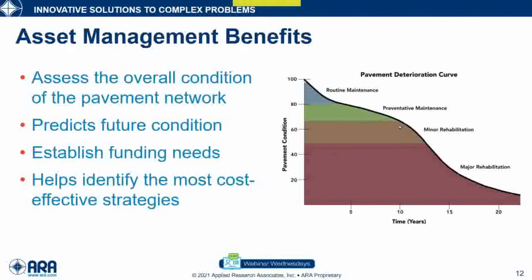alternatives, which may cost 4 to 5 times more than the preventative maintenance here, or up to 10, 12, maybe 15 times once we get to the major rehab or reconstruction point here. So by applying the principles of asset management, we're able to develop this kind of curve so we can predict future condition, knowing what we have and where we'll be.